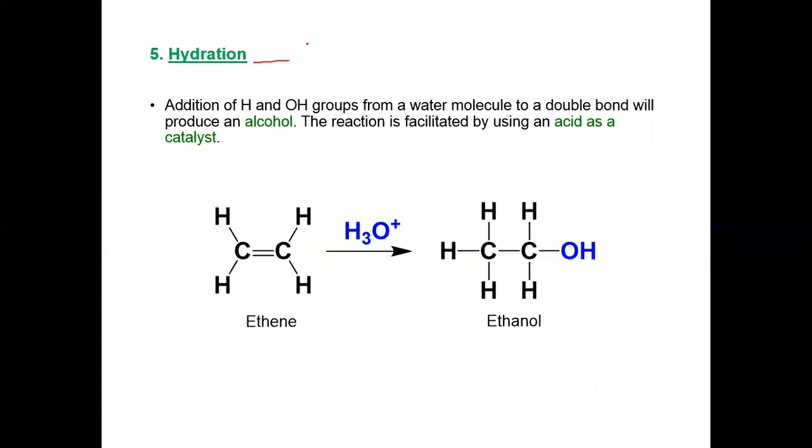Hydration. So, hydration ialah masukkan water dalam dia. Addition of H and OH groups from a water molecule to a double bond will produce an alcohol. The reaction is facilitated by use of an acid as a catalyst. So, this is your acid catalyst kamu. So acid akan masuk kepada double bond alkene ni. Will convert alkene to alcohol.